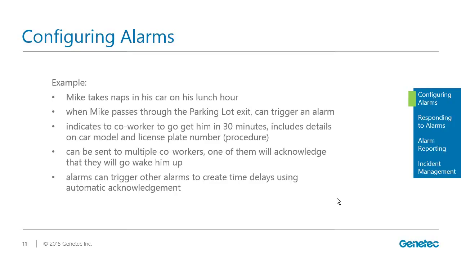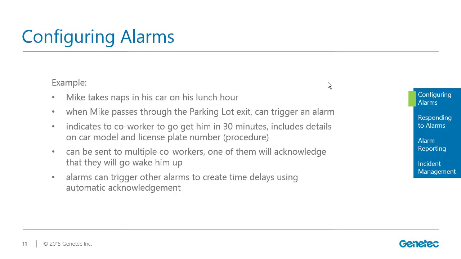So I'm going to give you a kind of ridiculous example here just to show what you can use alarms for and the flexibility of them. Let's say we have a coworker named Mike, and Mike likes to go out on his lunch hour and take a nap in his car. Now, we like Mike and we don't want him to sleep too long and get fired. So we can set up an alarm so that when Mike passes through the parking lot exit, which is a side on a door, we can trigger an alarm.